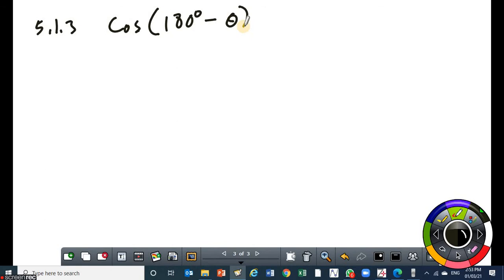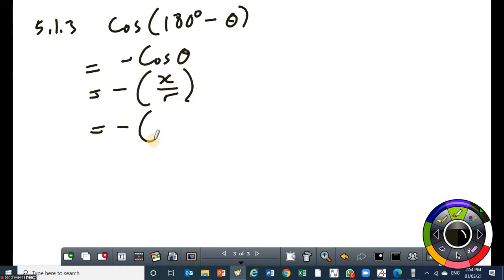Now remember, if you use the reduction, this will be minus cos theta. But this cos theta, we can write it in terms of x and r. So where there is cos theta, we can put minus open bracket x over r. What is x? X is minus 8. What is r? It's 17. I'm substituting now. Then this minus and that minus will give you a positive, so the final answer is going to be positive 8 over 17. That's the final answer.